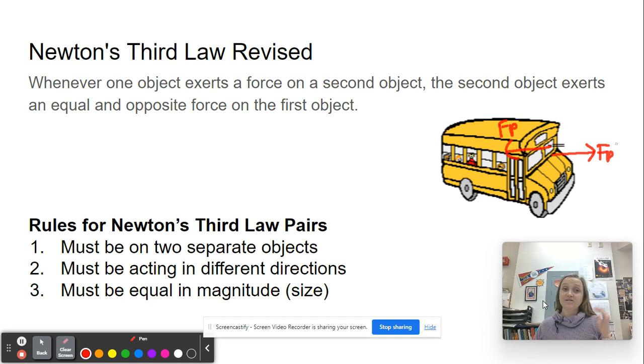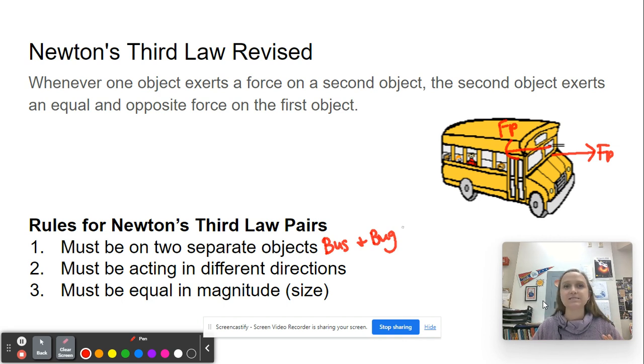So we're going to use that idea to go into the rules for Newton's third law pairs. The first rule, it must be two separate objects. So in this, we've got the bus and we've got the bug. So that works out. We also have to be acting in different directions. You can see here that we've got a rightward force. That's the force acting on the bug. And then we've got a leftward force, which is the force acting on the bus. And they must be equal in size.